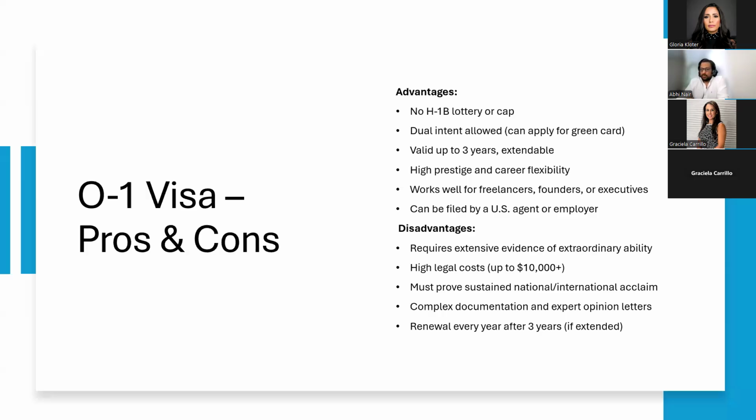So, in summary, while the O-1 visa demands more upfront, it opens doors that the H-1B simply doesn't, especially if you are aiming for independence, long-term stability, and an EB-1 green card down the road.